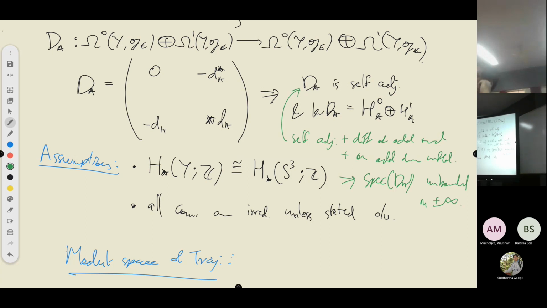But the point that I wanted to make was that this is not something you can get rid of under generic perturbations or anything like that. This is a fact you need to live with.